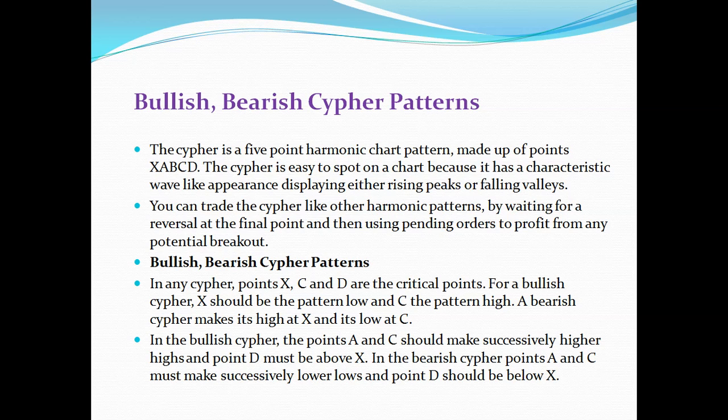What is a bullish and bearish cipher pattern? In the cipher, points X, C, D are the critical points. For a bullish cipher, X should be the pattern low and C the pattern high. A bearish cipher makes its high at X and low at C. In the bullish cipher, points A and C should make successively higher highs and point D must be above X. In the bearish cipher, points A and C must make successively lower lows and point D should be below X.